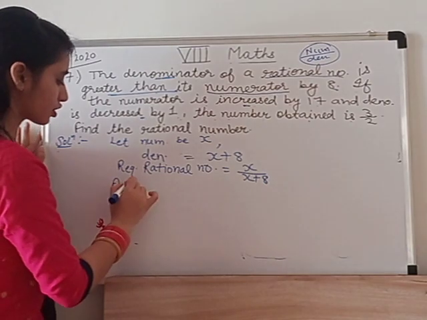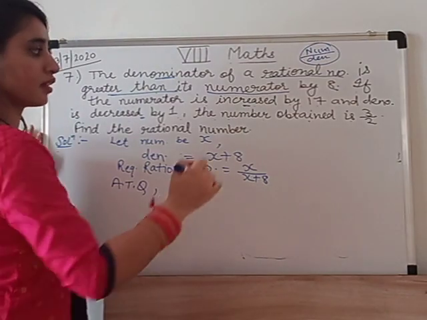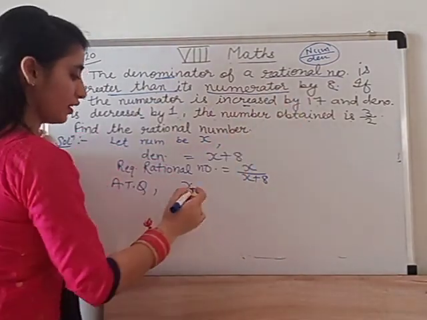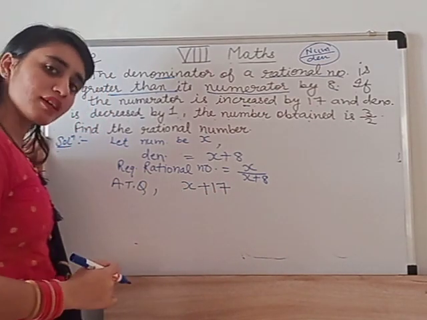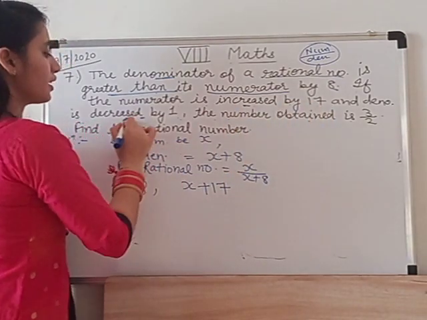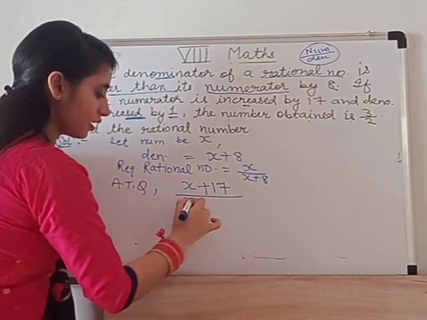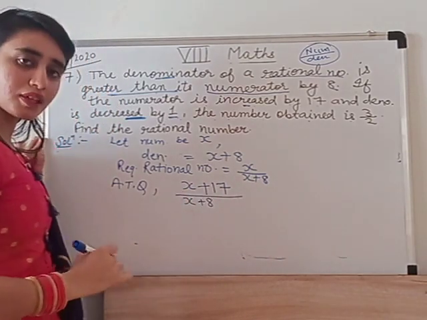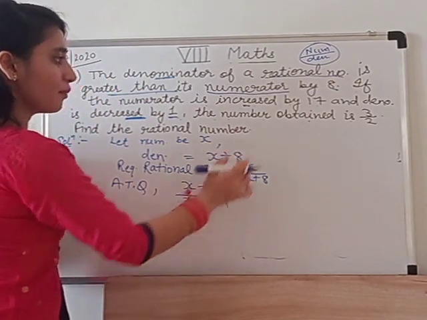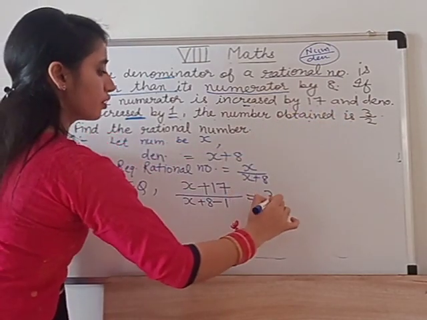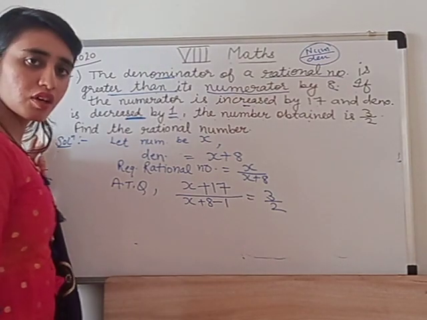See, according to the question, what does the equation become? The numerator is x. The numerator is increased by 17, so it is x plus 17. The numerator is increased by 17 and the denominator is decreased by 1. Decrease means minus. The actual denominator is x plus 8, but this denominator is decreased by 1. Now the number obtained is equal to 3 upon 2. Understood? This is our equation.